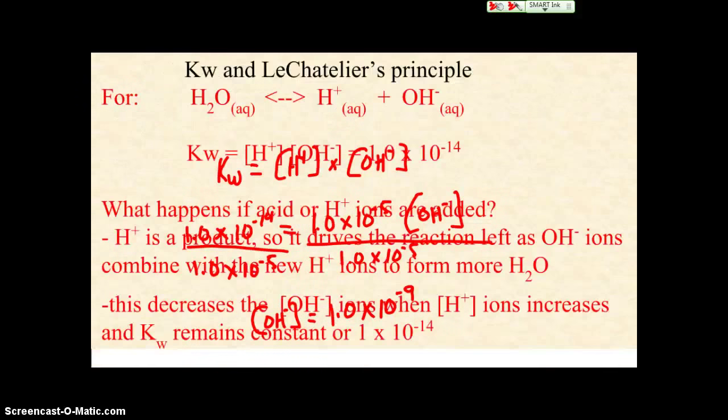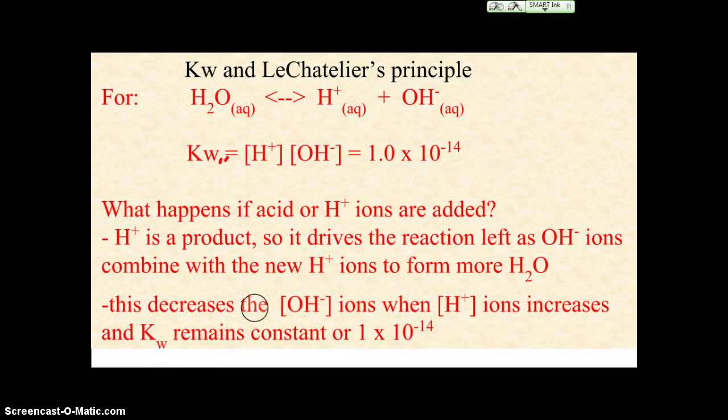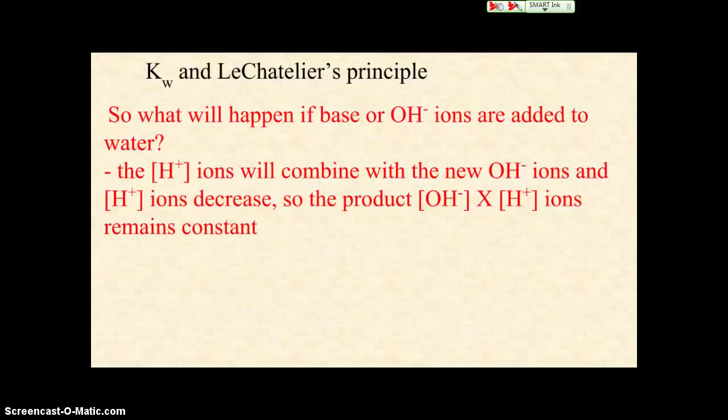So if we look at this next couple slides, what we learned in chapter 17 from Le Chatelier really explains why this should happen, because looking at our balanced equation and our equilibrium equation for water, if you add H plus ions, you're really adding a product, and that means that those H plus ions are going to drive the reaction left as they combine with OH minus ions to form new water, which means as your H plus gets added, your OH ions are going to get used up or decrease.